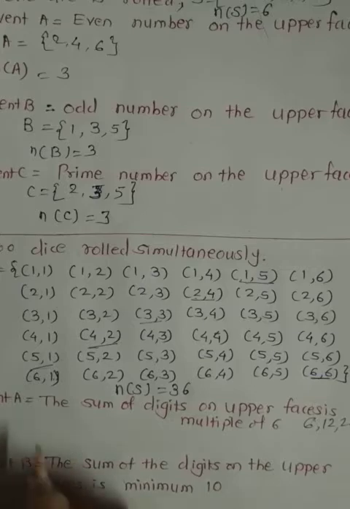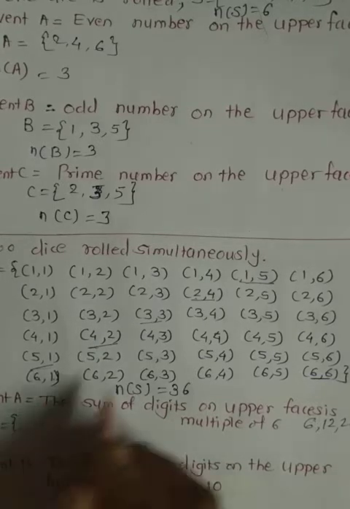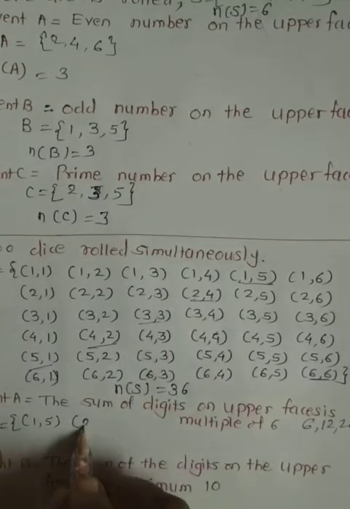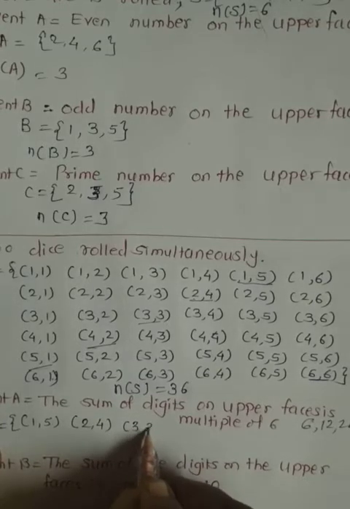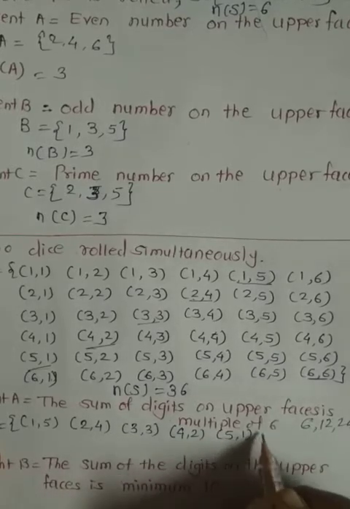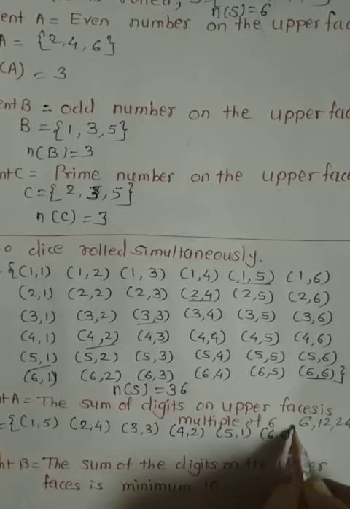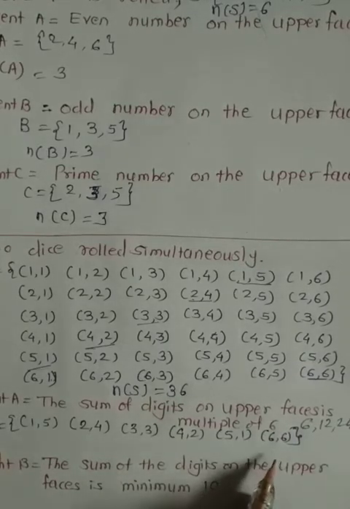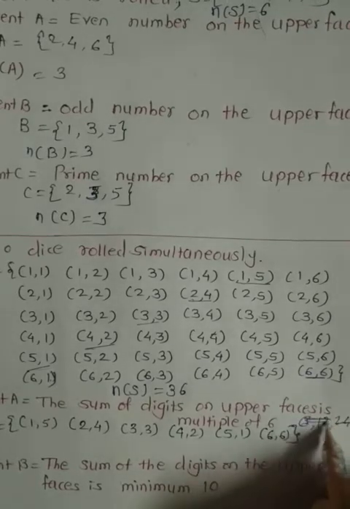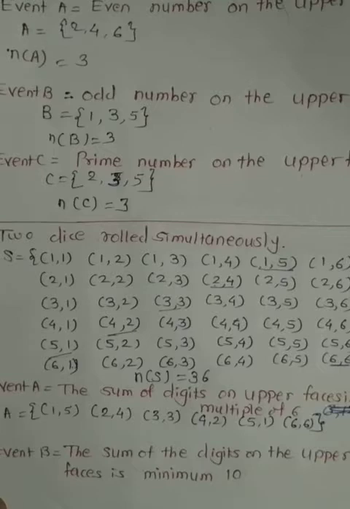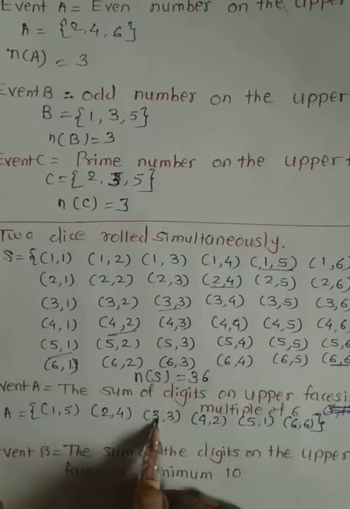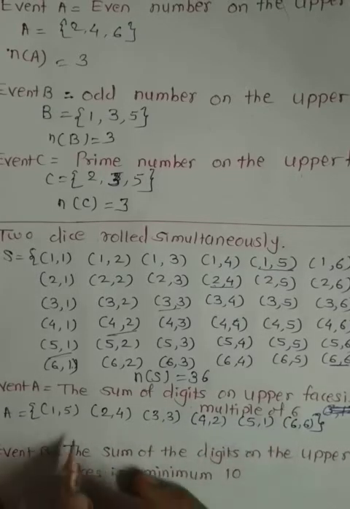This means we write the event A this way. The first pair will be 1, 5. Second pair 2, 4. Third pair 3, 3. Fourth pair 4, 2. Fifth pair 5, 1. Sixth one, that is 6, 6. Up to sum 12 there are numbers; the rest are not required, and it is not necessary to write those multiples. So event A contains the sample points 1,5; 2,4; 3,3; 4,2; 5,1; 6,6.